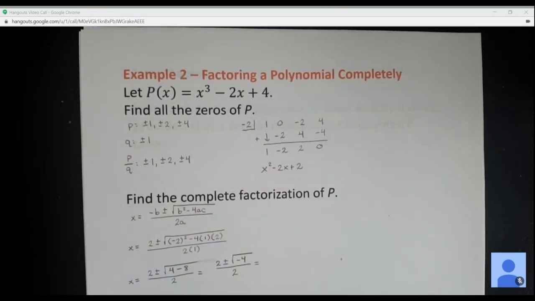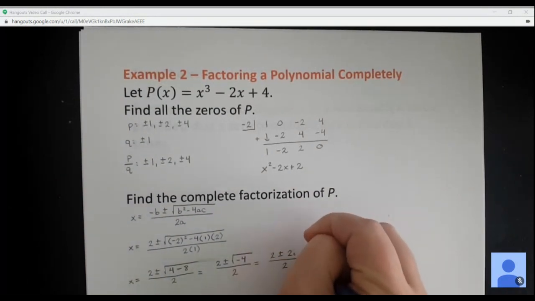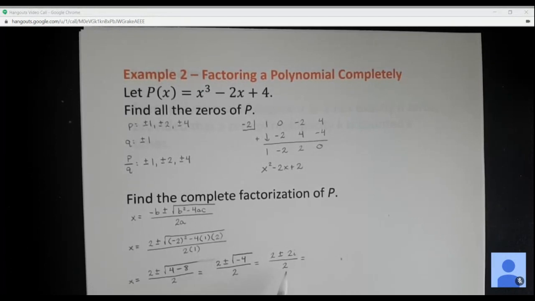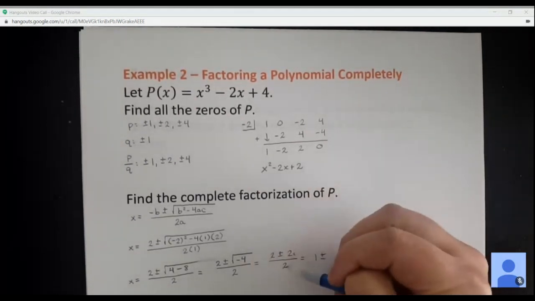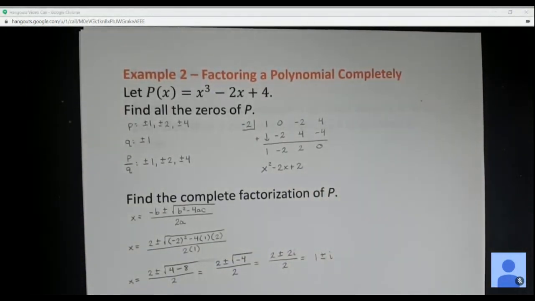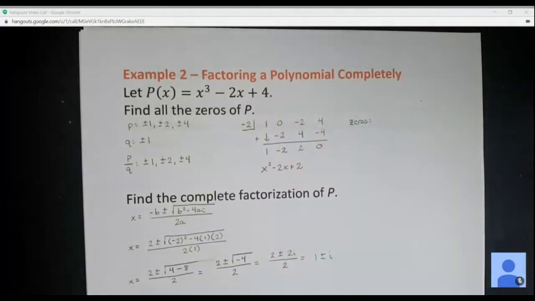And if we take the square root of negative 4, what should that give us? Good. So this is going to be 2 plus or minus 2i all over 2. And then remember, we can actually take each of these terms and divide by the 2 now. So when we do that, what's that going to simplify to? Good. 1 plus or minus i, because 2 divided by 2 is 1, plus or minus 2i divided by 2 is just i. Okay. So now, if I want to know all the zeros of this, I'll come back up here and list them all out. What's one of the zeros, or if you just want to list all of them, what are all of the zeros of that polynomial now?